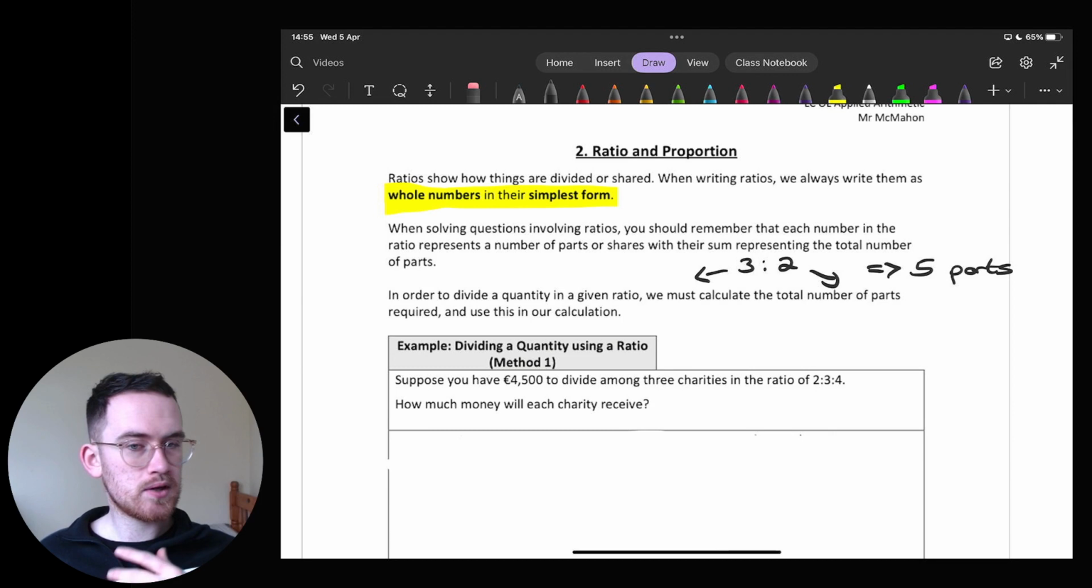And once we have that, we can work out 3 parts, we can work out 2 parts, we can work out any number of parts that we want. But that's kind of the key to the start of it, is first of all, work out how many parts or how many shares do we need to have all together.